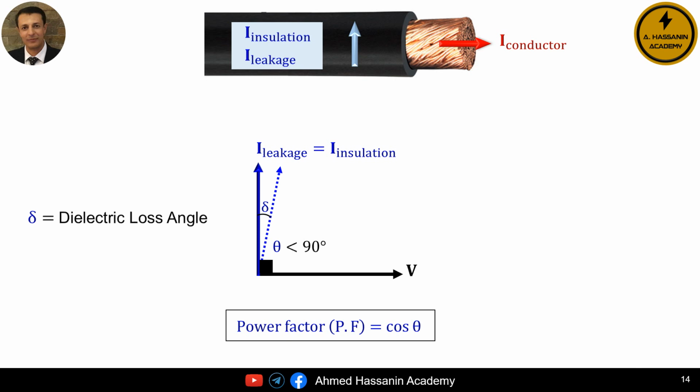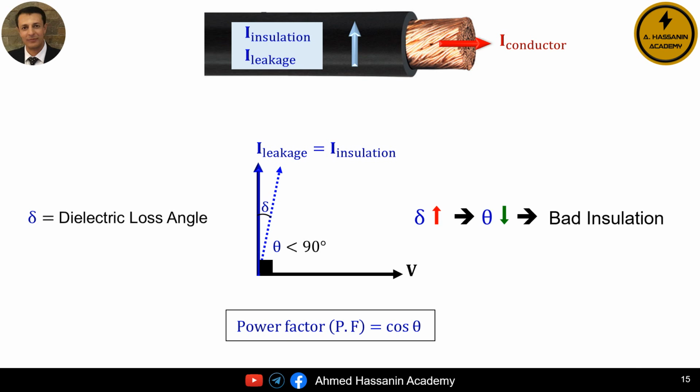However, in the normal practical case, the insulation is of course not ideal. This means that there are impurities or contaminants present inside the insulating material, whether it is the insulating material in cables or the insulating mineral oil in transformers. As a result, these impurities or contaminants will cause the angle of the insulation current to be less than 90 degrees by a certain angle of value delta degrees. Therefore, we can say that the angle delta is the dielectric loss angle inside the insulating material.